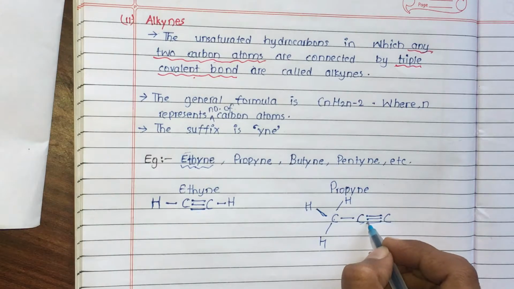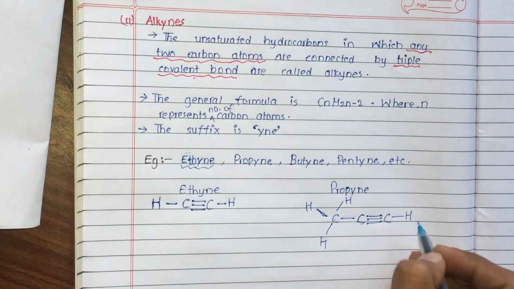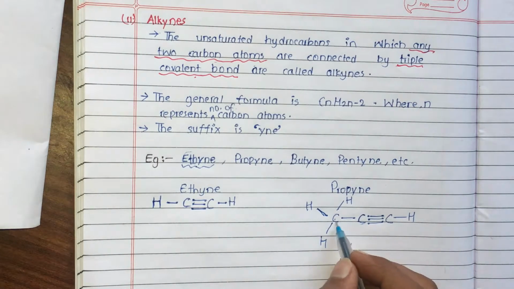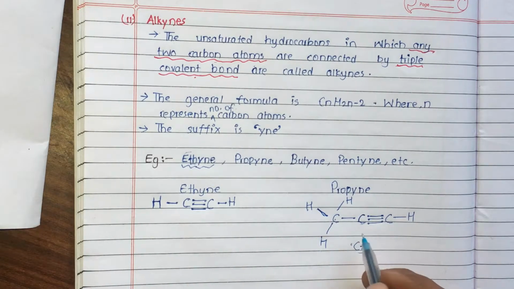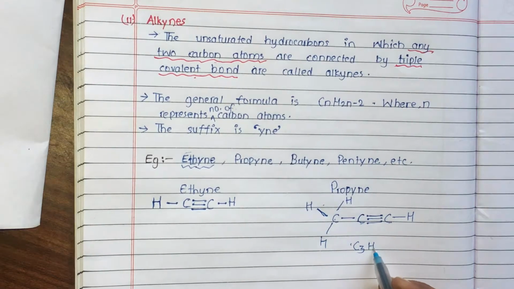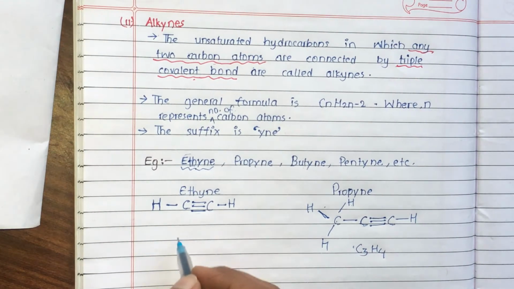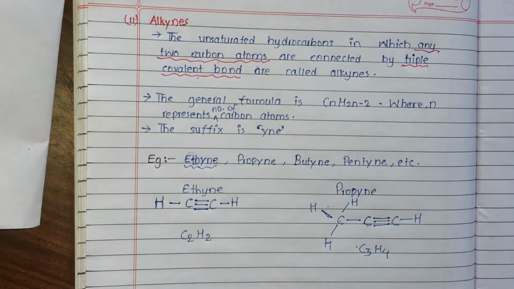Now this carbon cannot combine more, and this carbon can combine 1 more. So we write here the molecular formula: 1, 2, 3 carbons, so C3, and hydrogen how many? 1, 2, 3 and 4. We write here 4. Okay, similarly we write here C2H2 for ethyne.